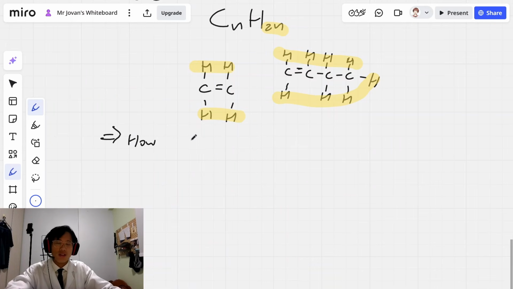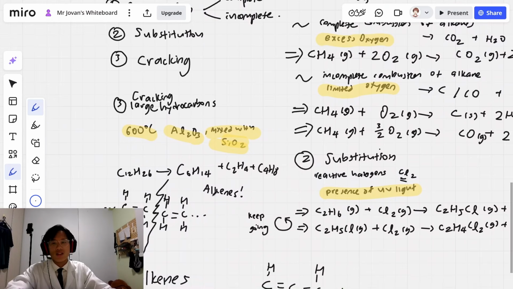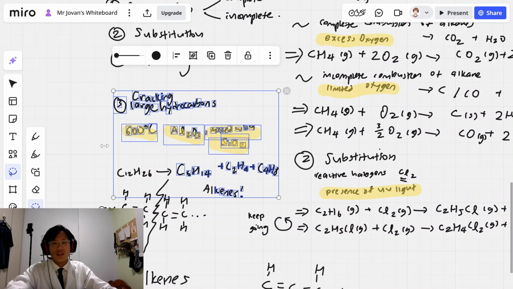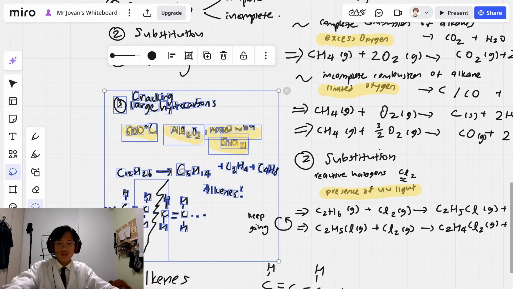Now, how do we obtain alkenes? Wait a minute, didn't we learn this already? Literally right here. Cracking. We learned it already. So as we continue learning chemistry, you'll notice that everything links with each other, and it's going to be so much easier to remember.